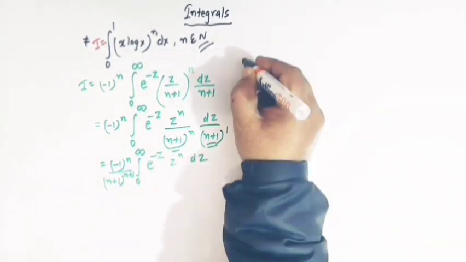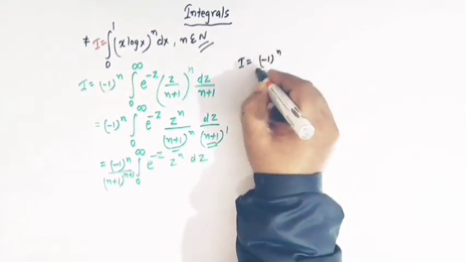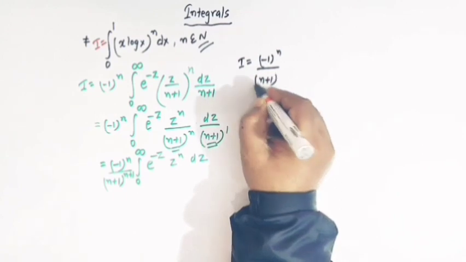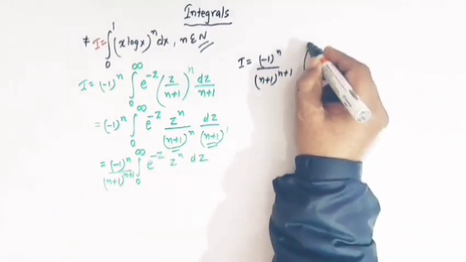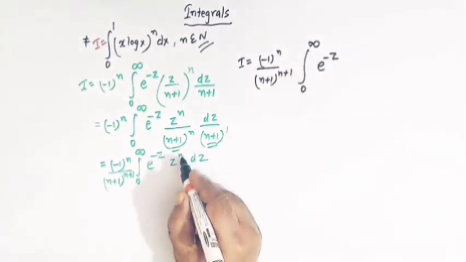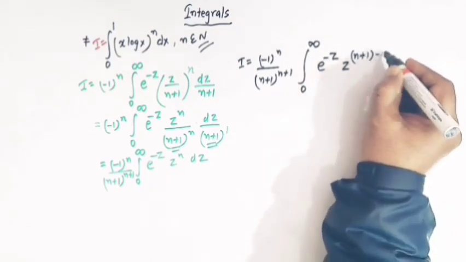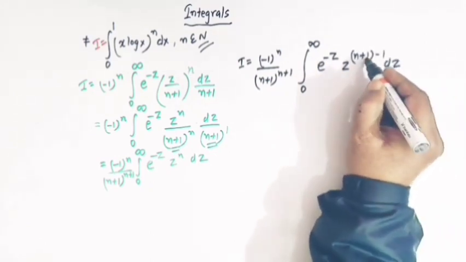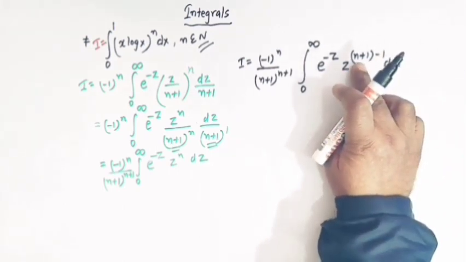So now let us write this integral as minus 1 raised to n, n plus 1 raised to n plus 1. We have 0 to infinity, e raised to minus z, and z raised to n can be written as n plus 1 minus 1, right? Because this one and this one get cancelled. Why have we introduced here n plus 1?